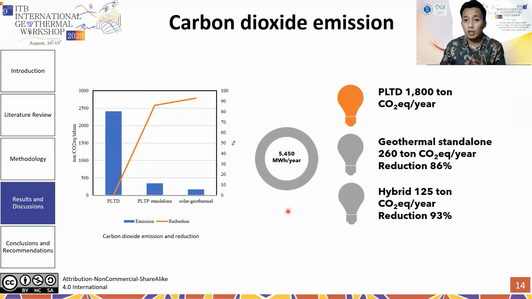And for the carbon dioxide emission, the system calculates the same amount of annual production, with a number of 5,450 megawatt per year. And in these figures, we can see that the solar geothermal will reduce the carbon dioxide significantly. And for the geothermal standalone, it will reduce 18% of the carbon dioxide. And for the hybrid system, it will reduce 93% of the carbon dioxide emission.